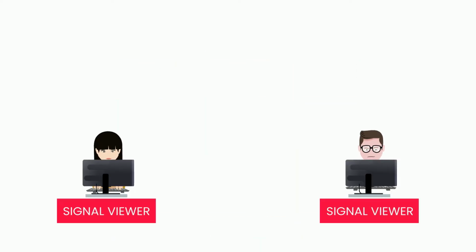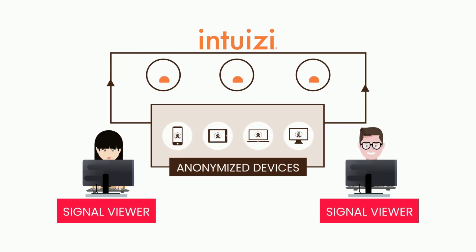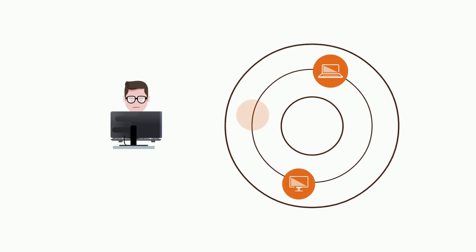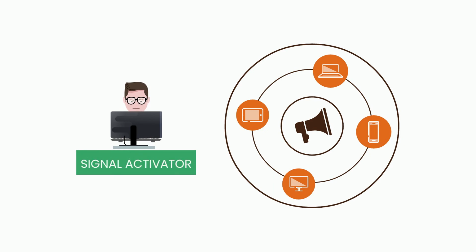Signal viewers can create cohorts of anonymized devices that they cannot re-identify based on the anonymized data Intuizi processes from all of its signal providers. If a signal viewer wants to run ads targeting cohorts of devices that have demonstrated specific behaviors that they find interesting, they can become a signal activator.